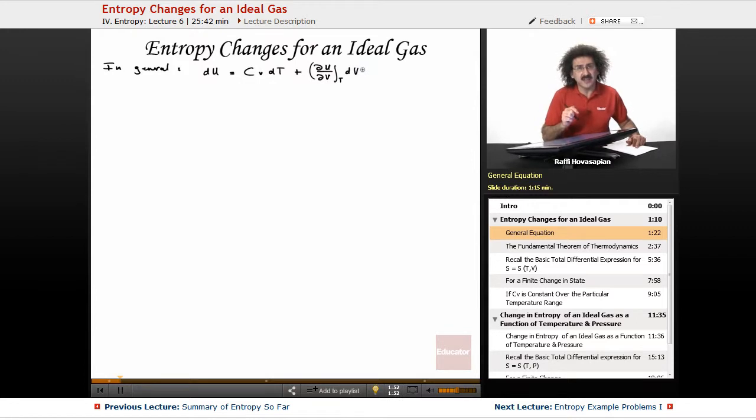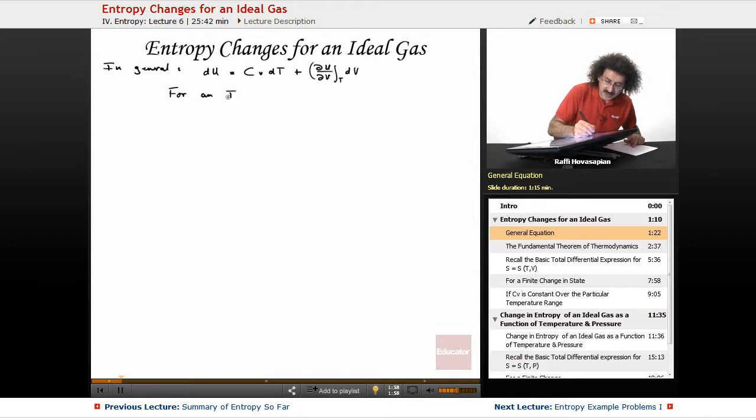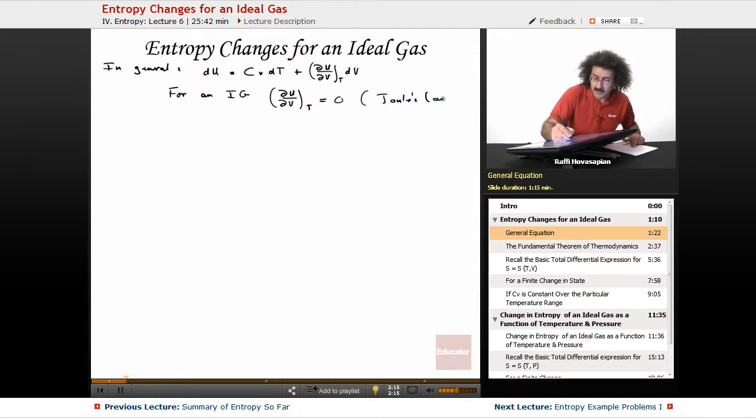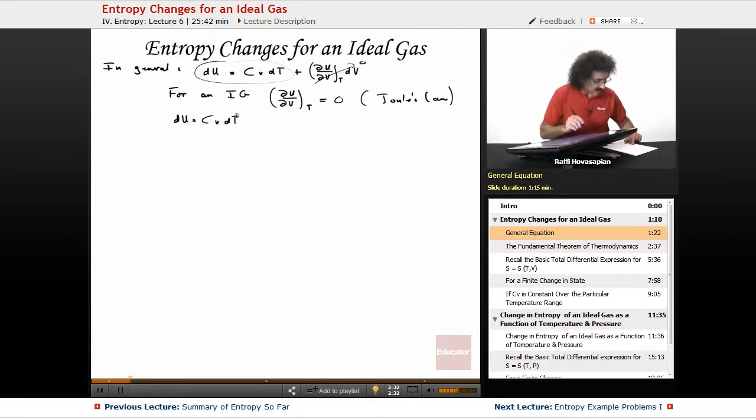But because we're dealing with an ideal gas, you also remember, hopefully, that for an ideal gas this term, (dU/dV) at constant T, was equal to 0. That was Joule's law. So for an ideal gas, the change in energy with respect to a change in volume under constant temperature equals 0. When you change the volume of an ideal gas, you don't change the energy of the system. So when this term goes to 0, what you're left with is dU equals CV dT. We'll put that aside for a second.